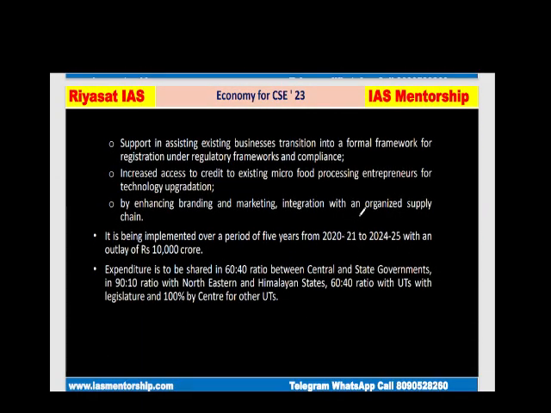Support will be transitioned into a formal framework for registration under the regulatory framework. There will be increase in the access to credit to existing micro food processing entrepreneurs for their technology upgradation. Basically, all your micro food processing units need to upgrade their technology, and for that help will be given under this scheme. Understood? Branding will be enhanced, marketing, integration, etc.